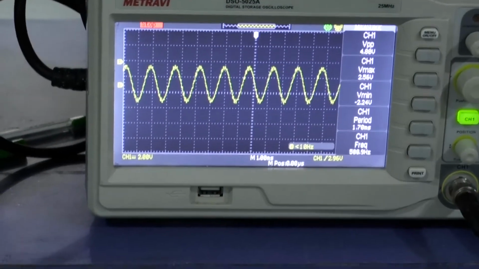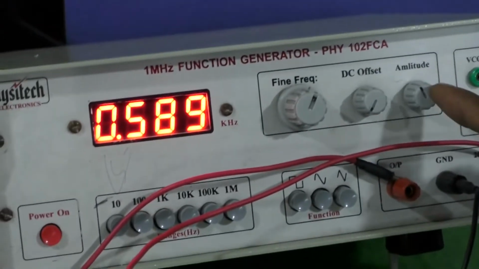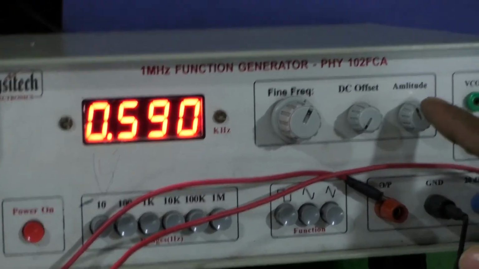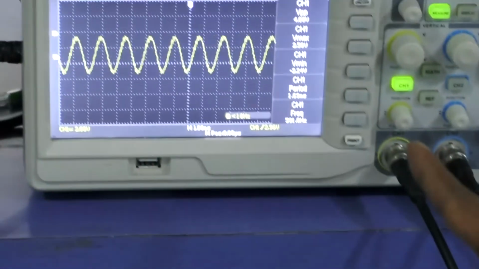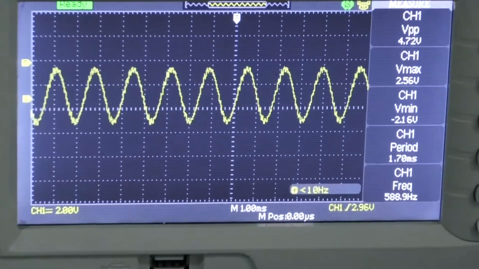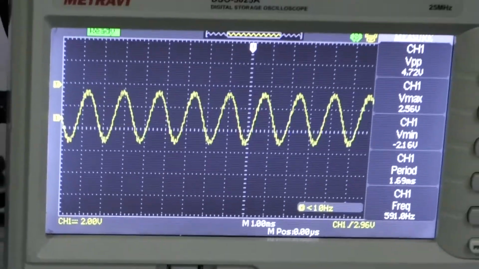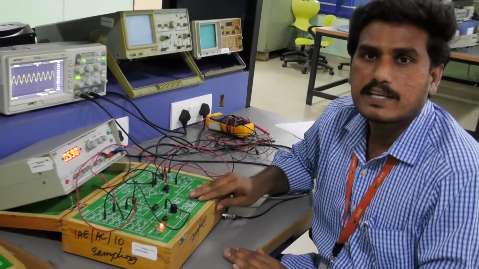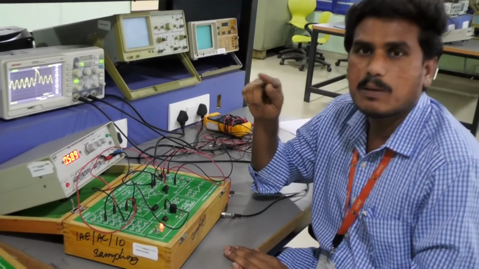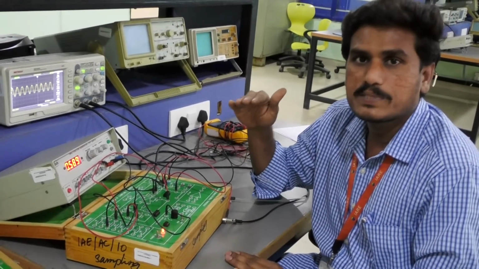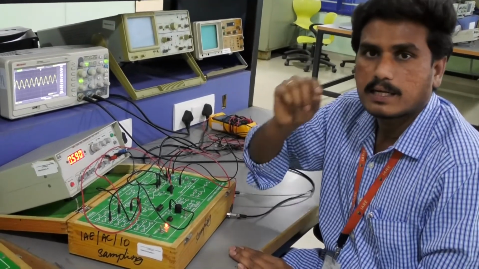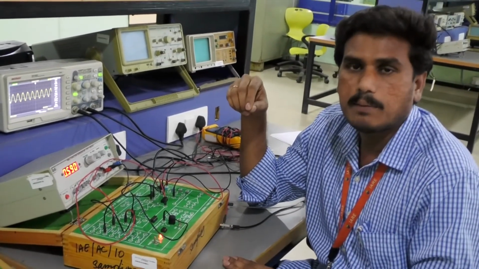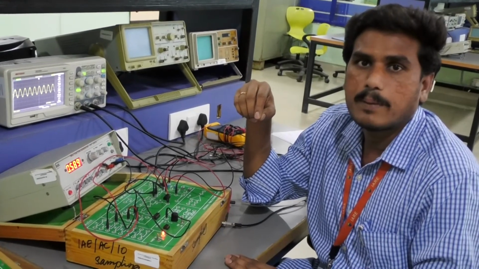So if you want to reduce that distortion, you have to increase and decrease the amplitude levels. Based upon those amplitude levels, you will get variations in the reconstruction signal. So this is about the verification of the sampling theorem. The continuous time signal is converted into a discrete time signal, and from the reconstruction part, that discrete time signal is again converted into a continuous time signal. So that is about the sampling process.